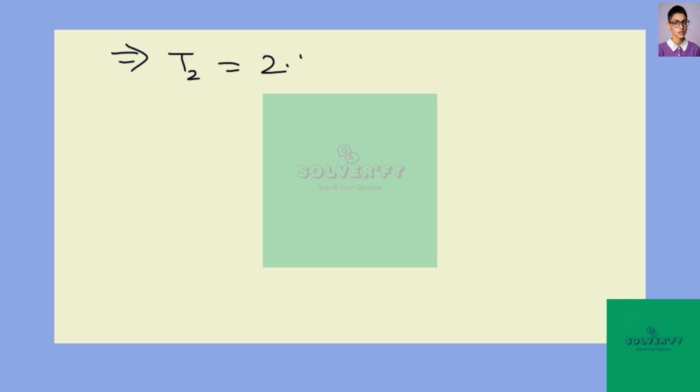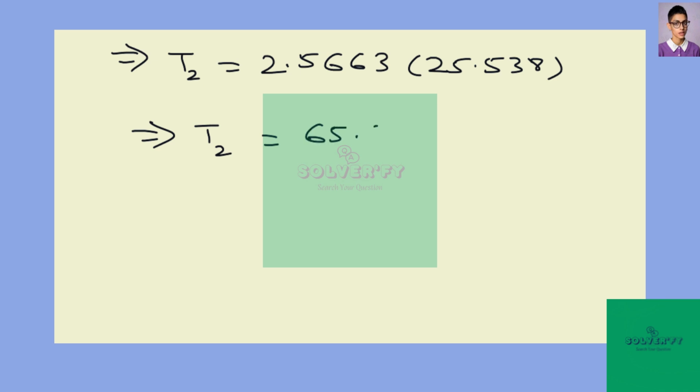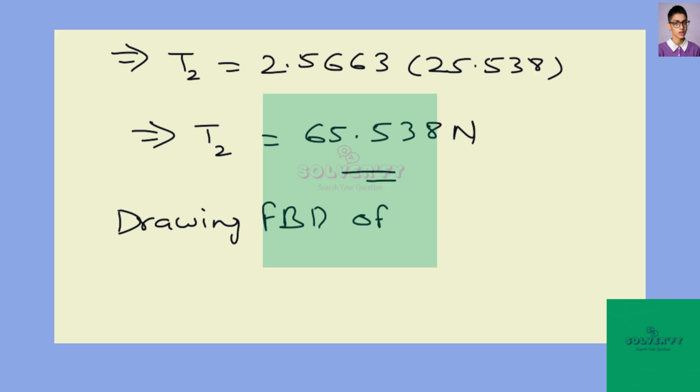Now from equation 1 we have T2 is equal to 2.5663 into 25.538. So T2 is equal to 65.538 Newton. Now drawing free body diagram of member AC. So draw it more carefully as I am drawing here, showing all the forces acting on it.